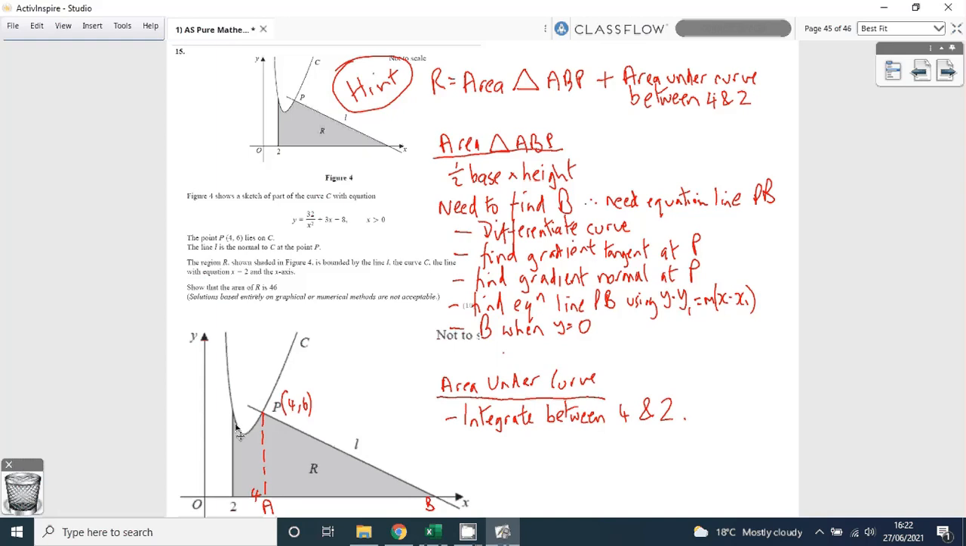Now, to work out this other part of the area under the curve, I'm going to need to integrate my original curve. So get it ready to integrate and integrate it, and then set that between the values of 4 and 2.